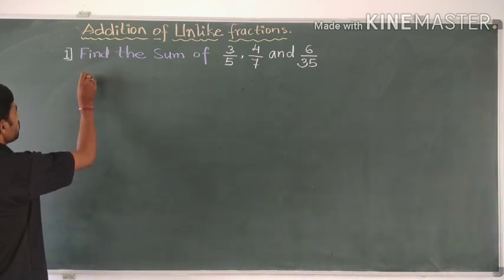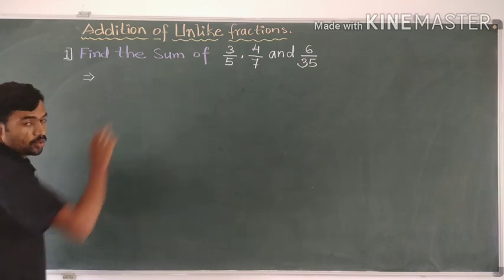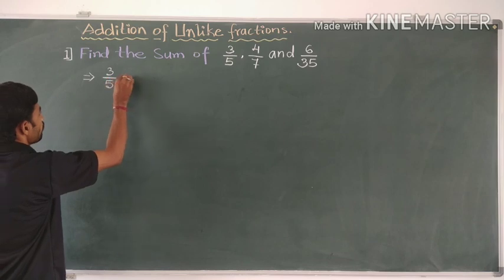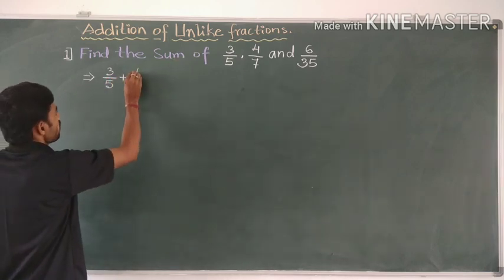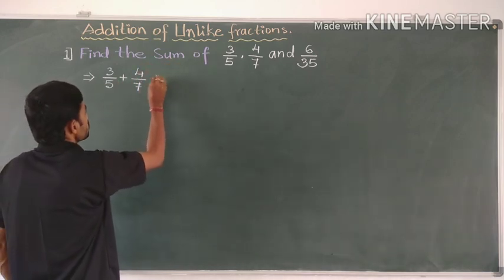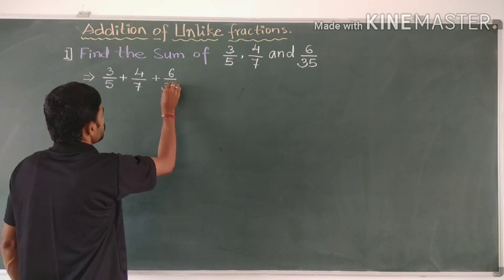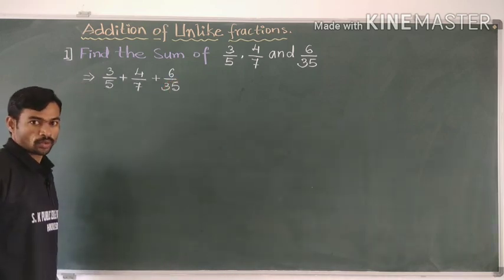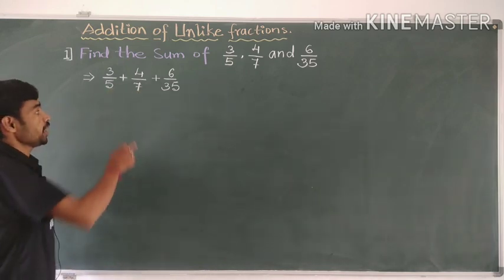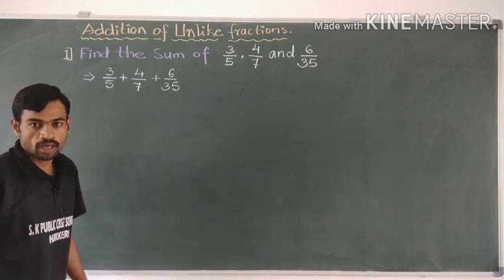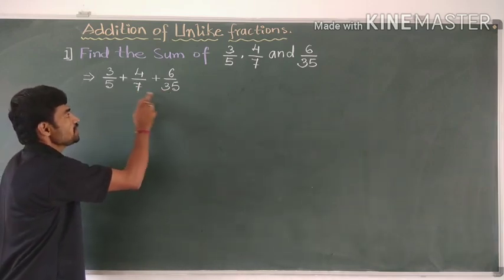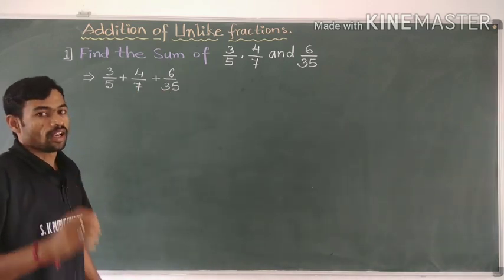First write the fractions they have given: 3 by 5 plus 4 by 7 plus 6 by 35. We are finding their sum. Here all fractions have different denominators, so they are unlike fractions. As I told you, we need to convert these unlike fractions into like fractions.